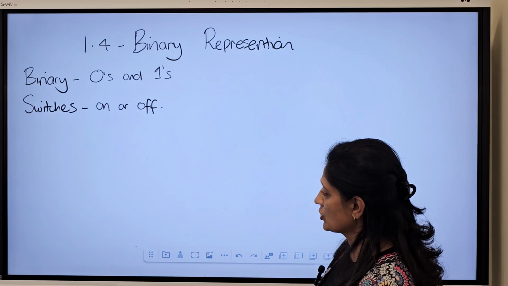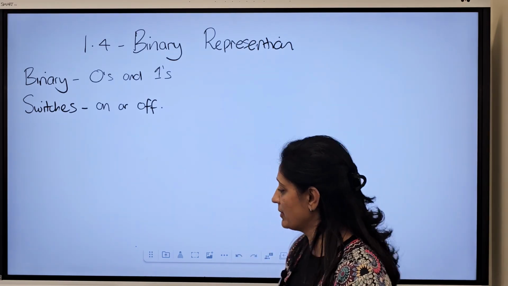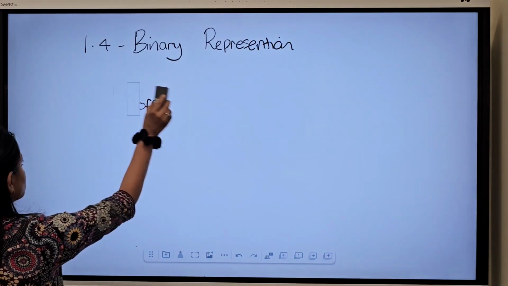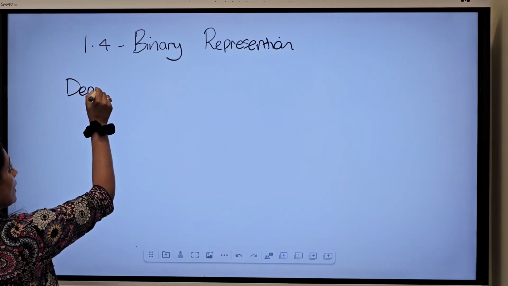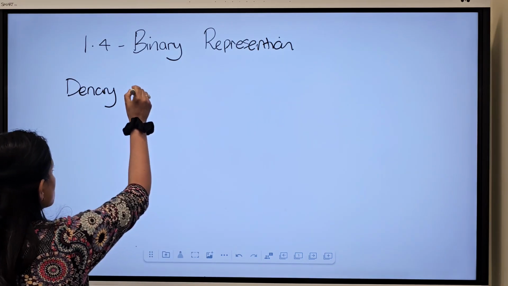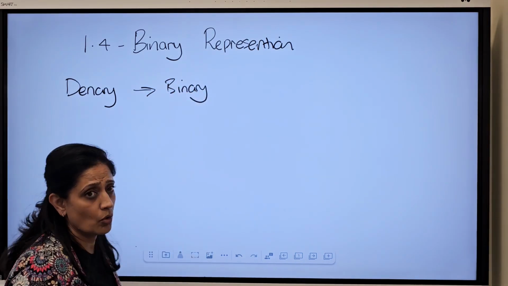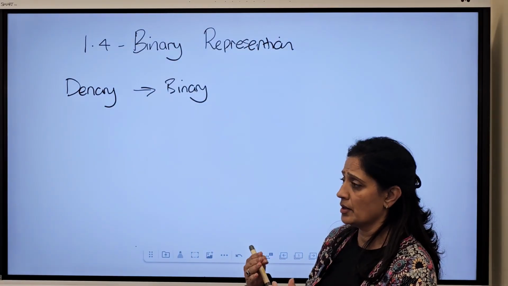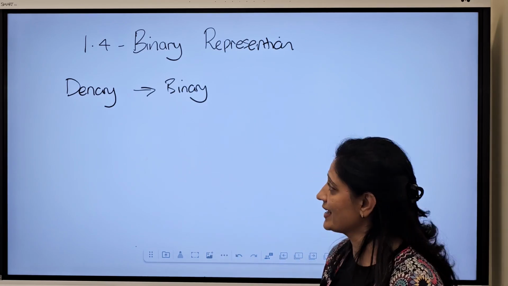So we're going to start off with looking at converting denary numbers into binary. So denary, in other words, decimal numbers, converting them into binary format. Now, the first thing that you want to think about is normally you're going to be representing using 8 bits. Could be more or less, but we'll talk about that later.